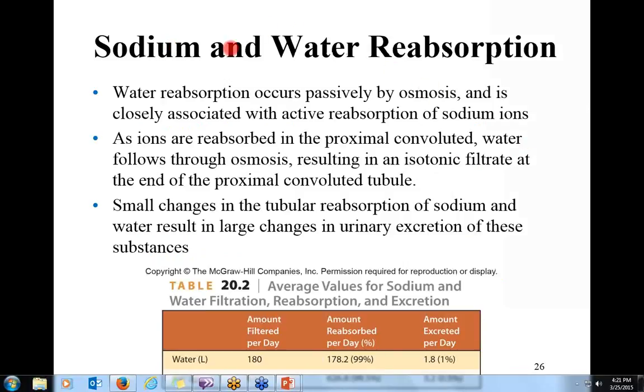Sodium and water reabsorption. One way to remember this is that water follows salt. So again, water reabsorption is passive and is associated with the active reabsorption of sodium ions. In other words, whichever way the sodium ions flow, water is going to follow. And notice here at the bottom, even though you filter and reabsorb a lot, you don't excrete a lot of either water or sodium.